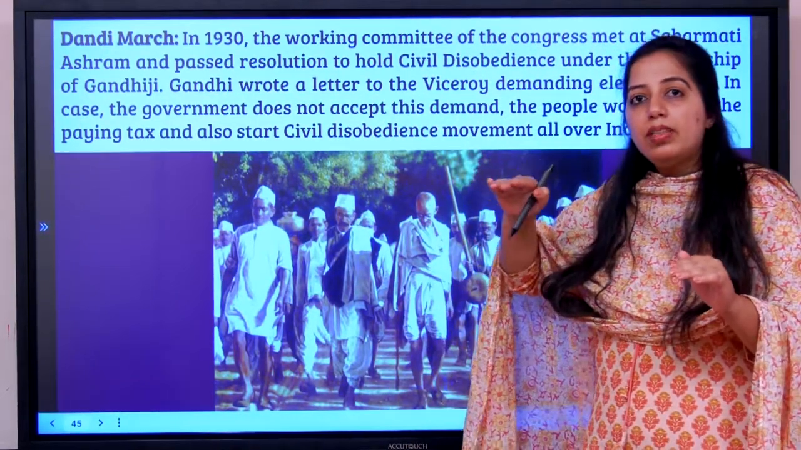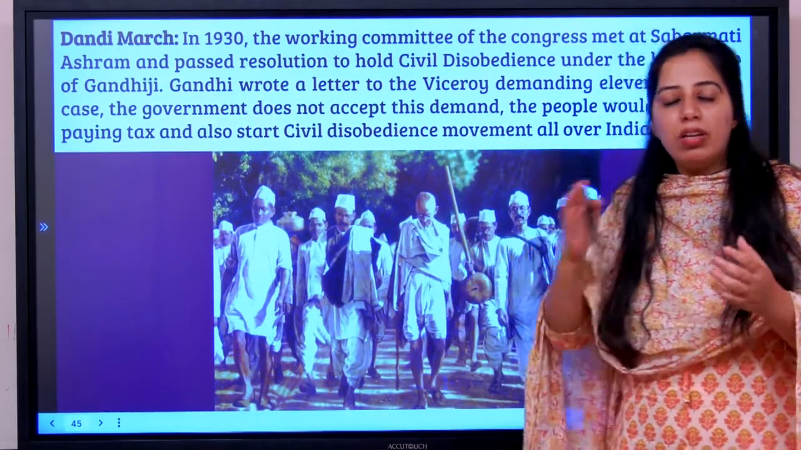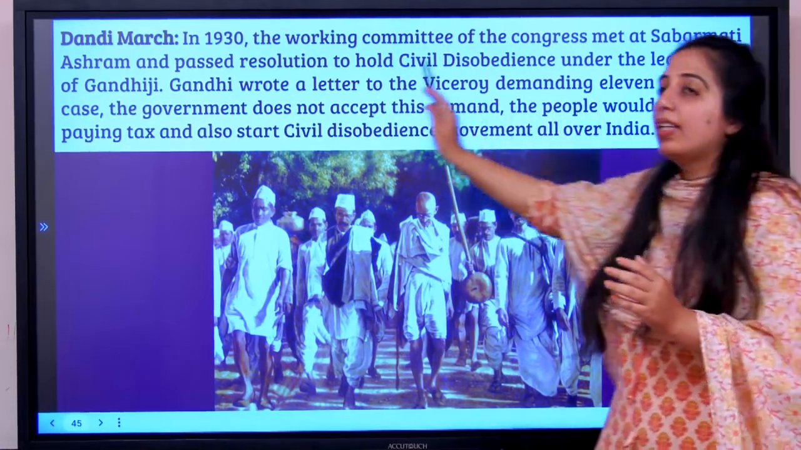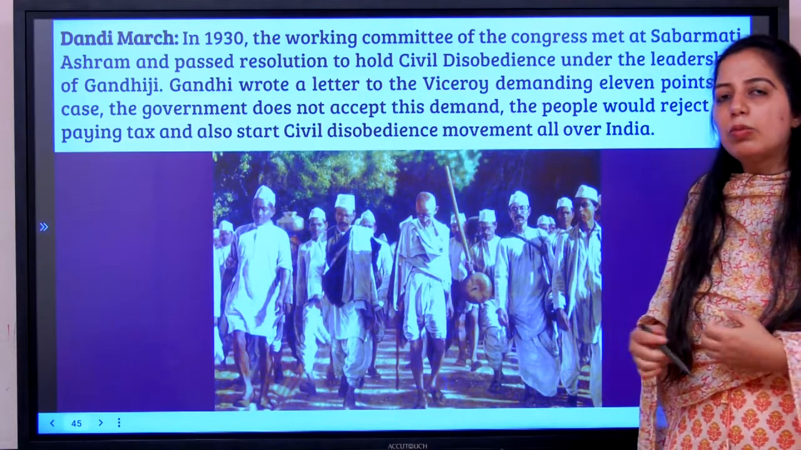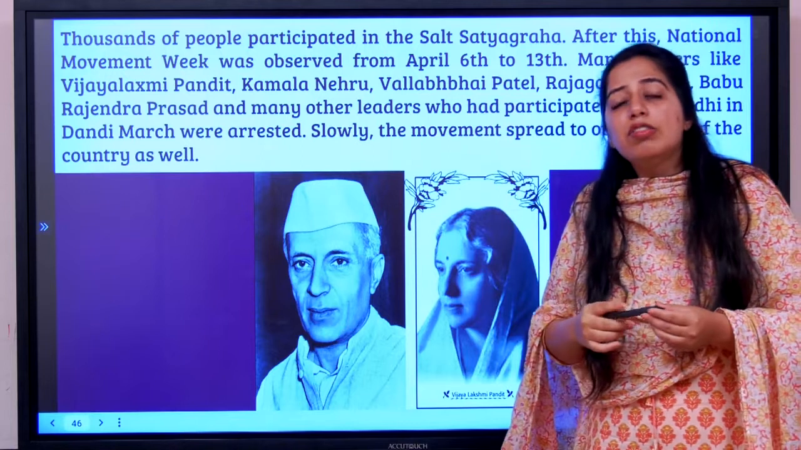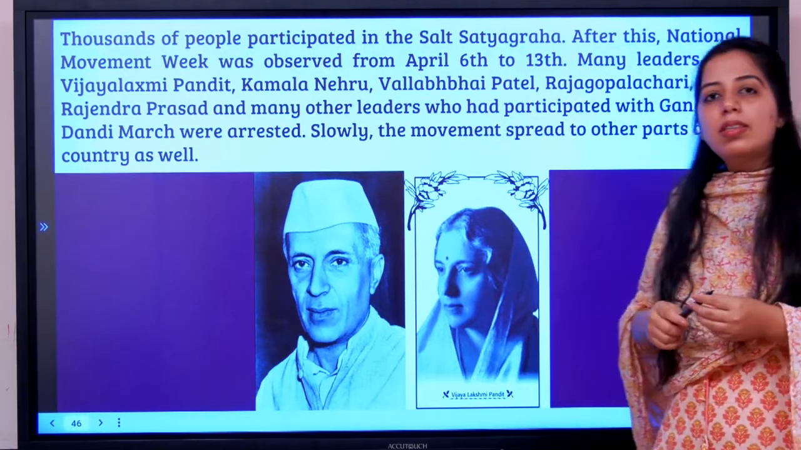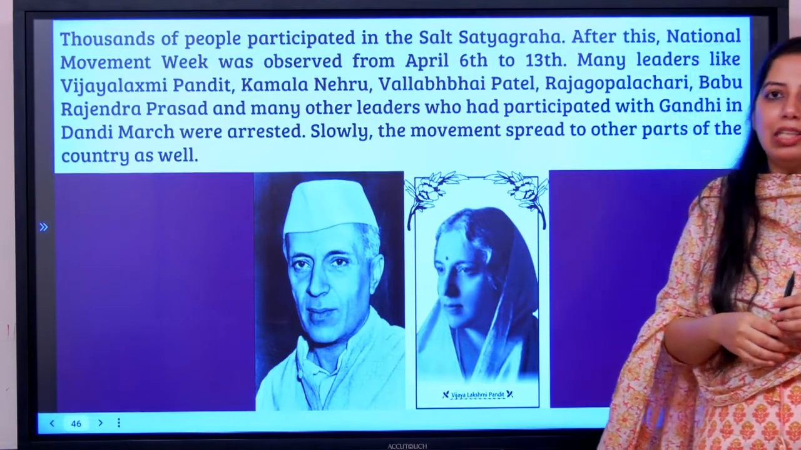So the civil disobedience movement took it one step ahead of the non-cooperation movement. How? Now we will not pay tax as well. So the people would refuse to pay tax and start the civil disobedience movement all over India. Thousands of people participated in the salt satyagraha. What is the meaning of salt satyagraha? What exactly happened there? I'll tell you now.